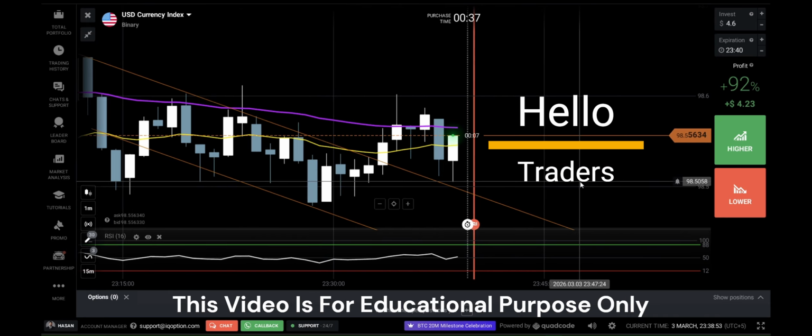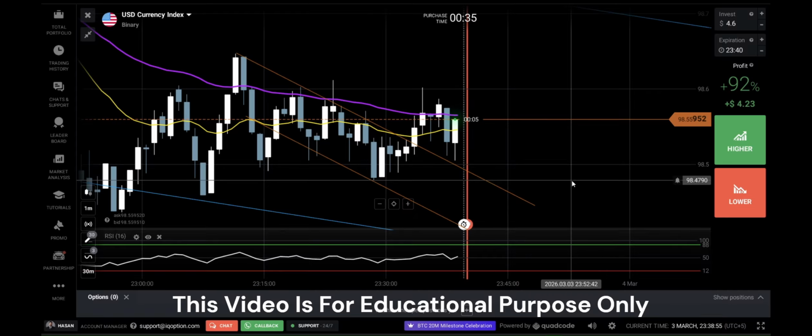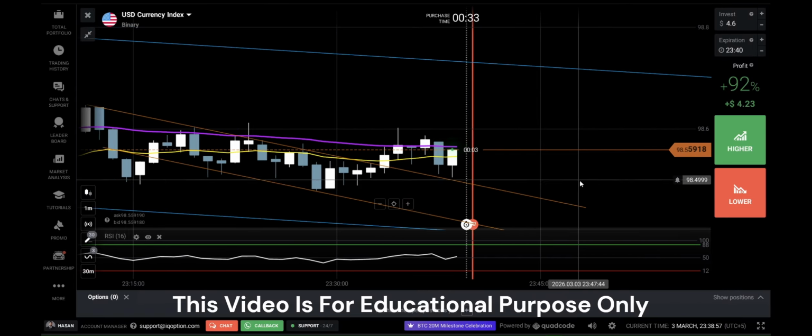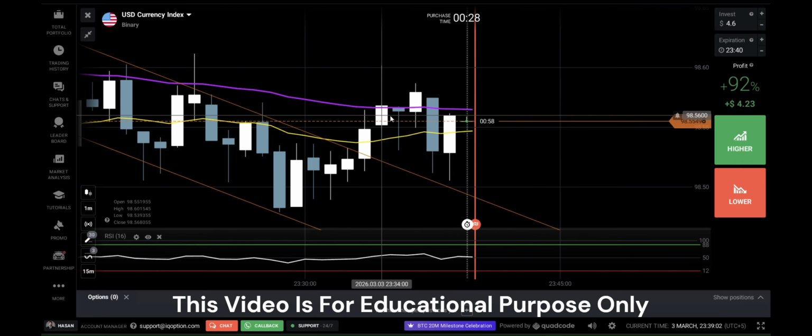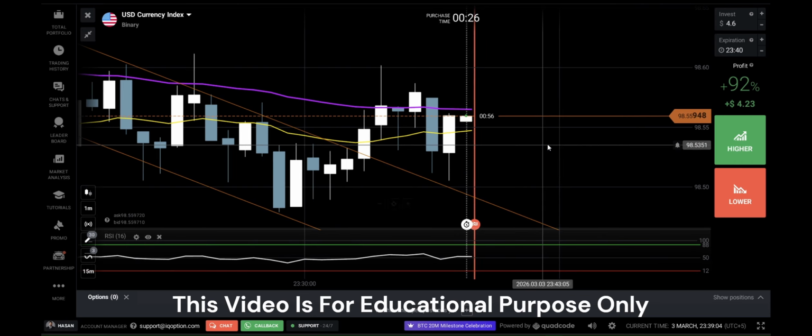Let's go straight to the chart. Today I'm explaining a 6-candle pattern that works mostly in a consolidation area. It can be used on any chart or any currency pair, it doesn't matter.